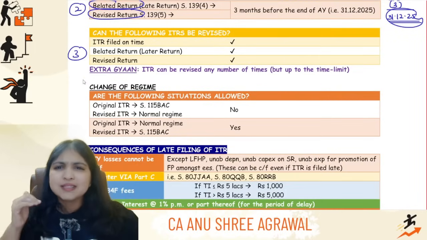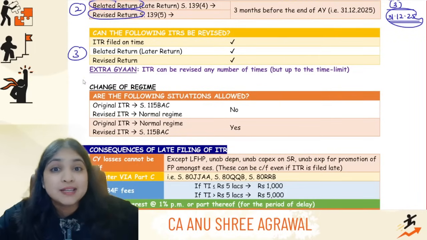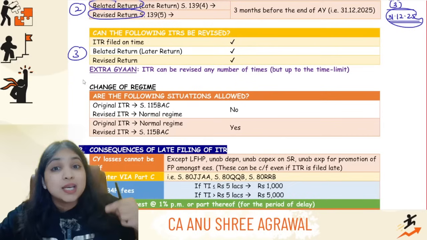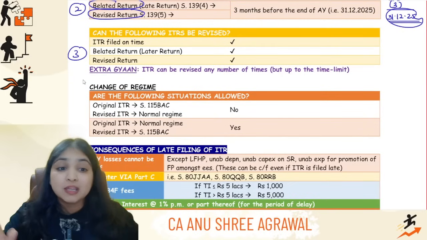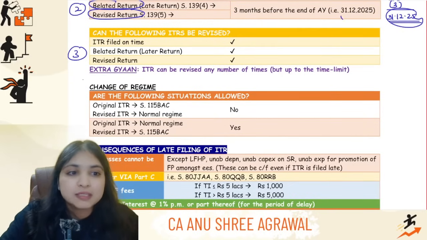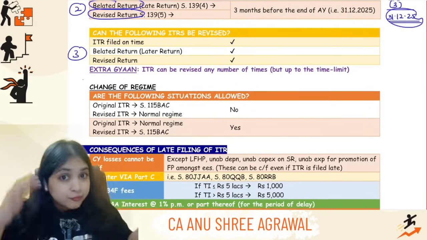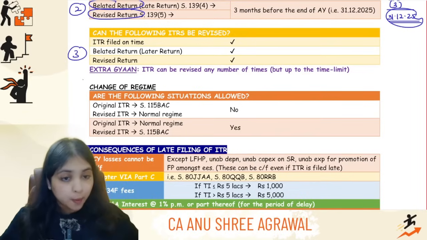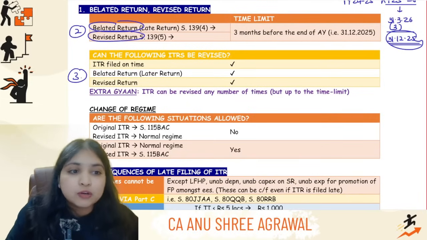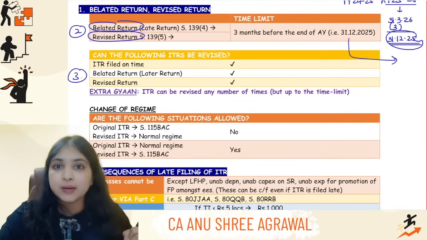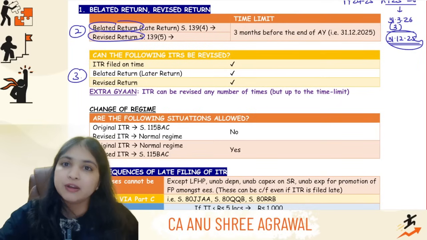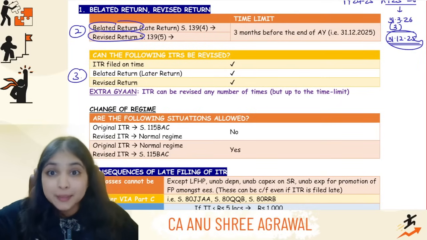Okay, now is there any limit? How many times can you revise the return? Is there any limit? There is no limit on the number of times that you can revise. There is only a time limit. Time limit is 31st December 25. But before 31st December 25, any number of times I can revise the return, no problem. Okay, what if I want to revise the return after 31st December 25? What if I want to file the return after 31st December 25? Only one option you have: go to updated return.